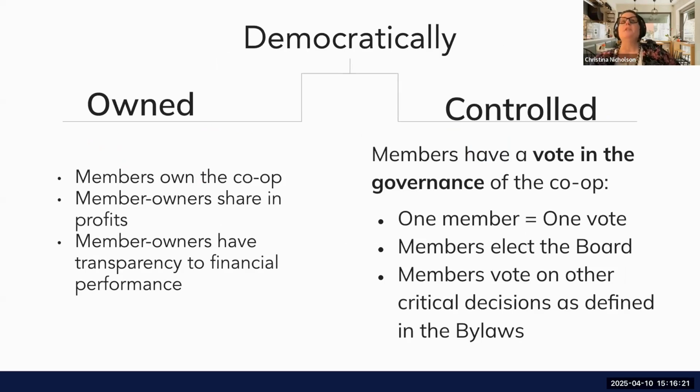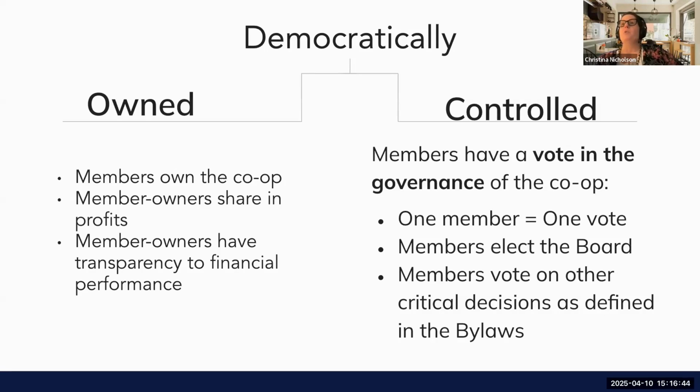So one of the unique features about cooperatives is that they are both democratically owned and controlled. So the members, the owners, they own the co-op, they share in the profits of the cooperative, and then they understand how the cooperative is performing financially. And they also have responsibility for how the cooperative is performing financially.